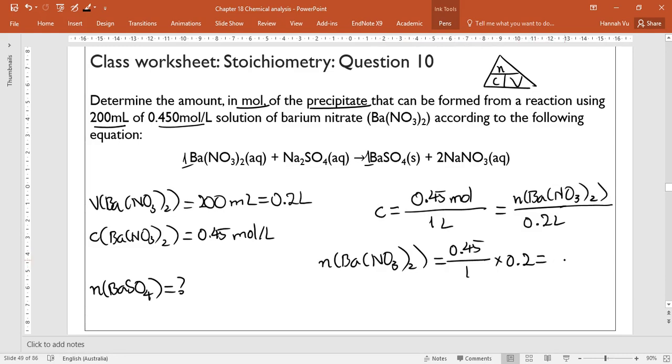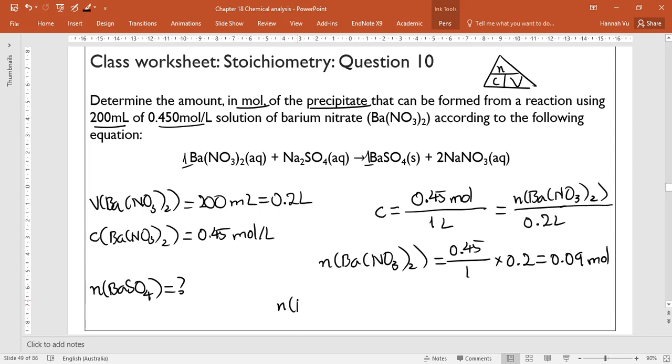So this step may seem redundant for those who remember the n equals cv equation, but it will be useful when you have a concentration that is not mole per liter. I think my main issue is people don't realize when they have a concentration that's not mole per liter and just use it for every single thing. So if I give you percentage mass by mass and you still use this formula, then you have an issue.